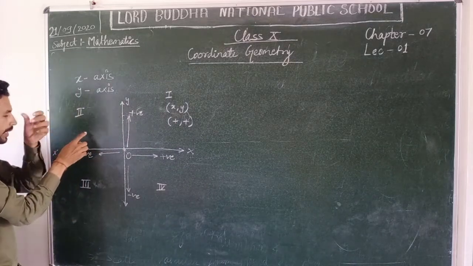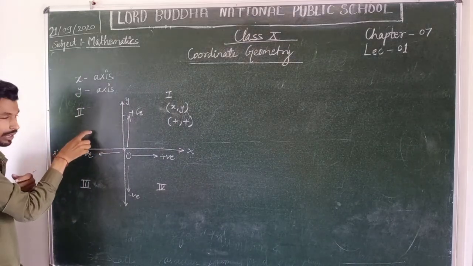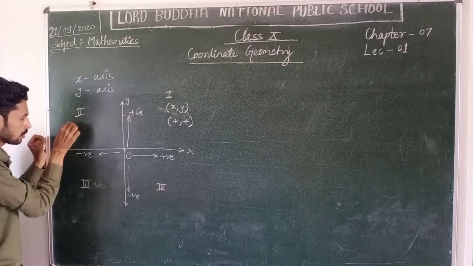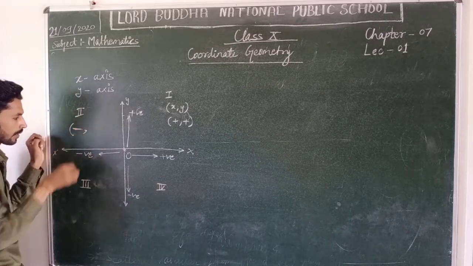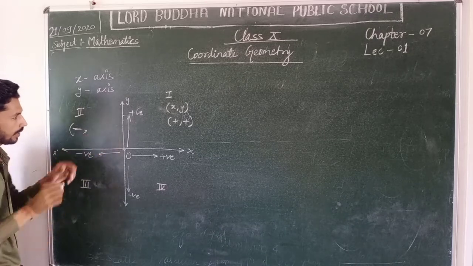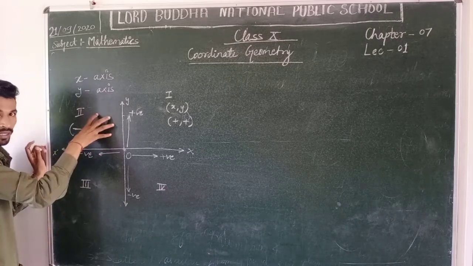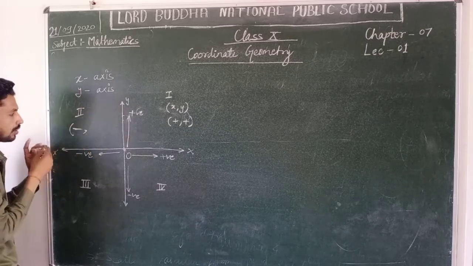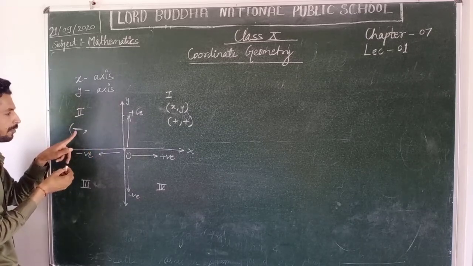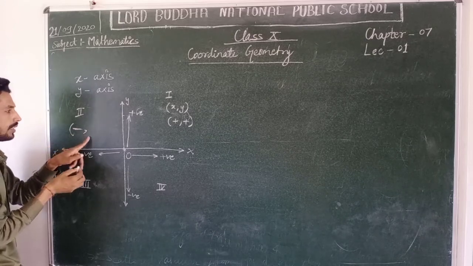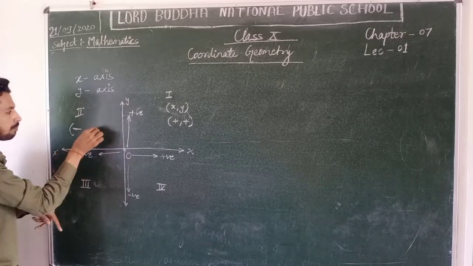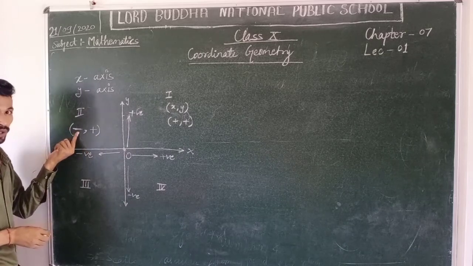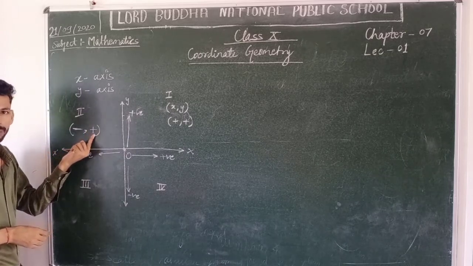But if we move to the second quadrant, then we know that the value of x is negative, so the first sign is negative. This quadrant is made by the negative x-axis and the positive y-axis. So the sign of x is negative and the sign of y is positive.